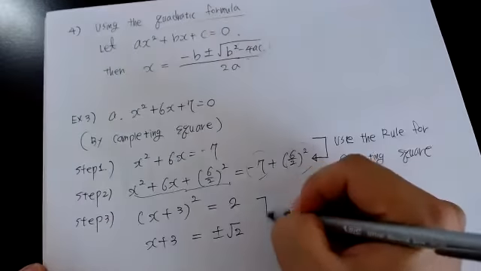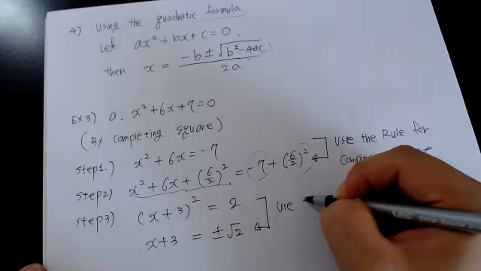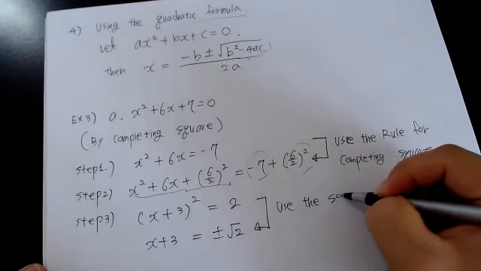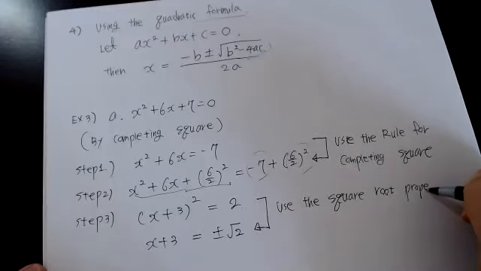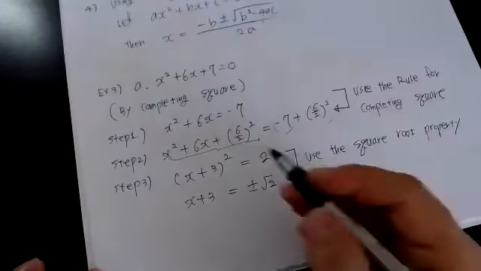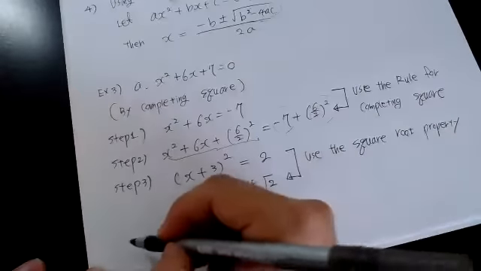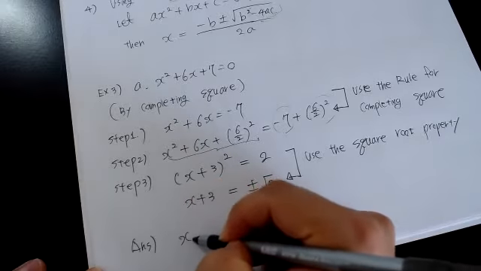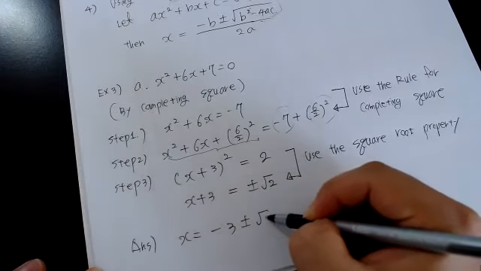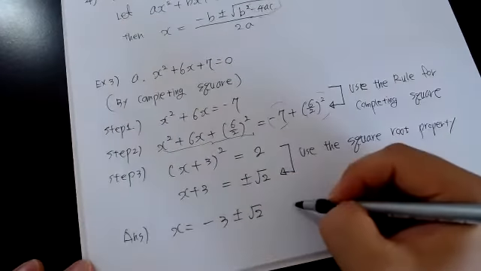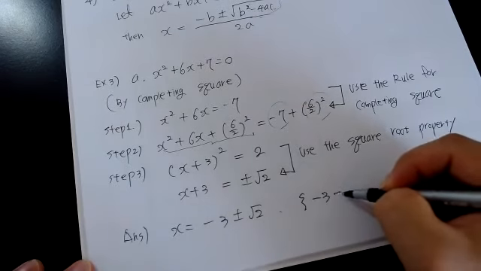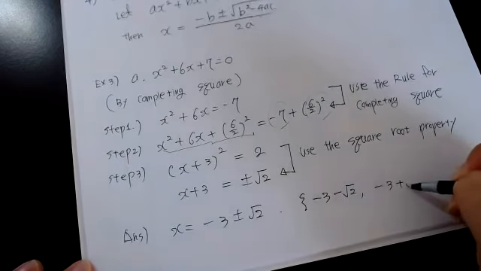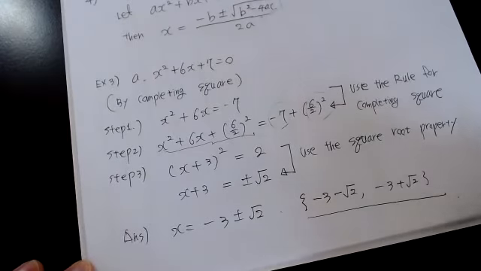From here to here, I used the square root property. And the last step: x is equal to negative 3 plus or minus the square root of 2, because I subtract 3. So the solution set is negative 3 minus the square root of 2, and negative 3 plus the square root of 2.